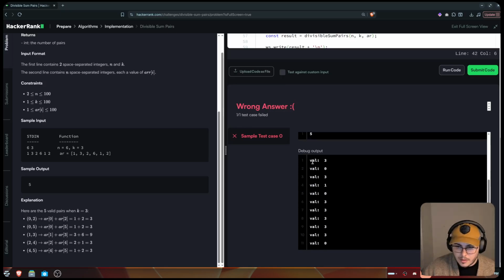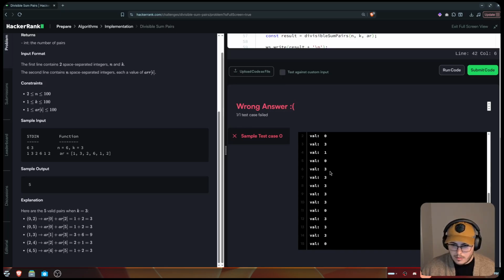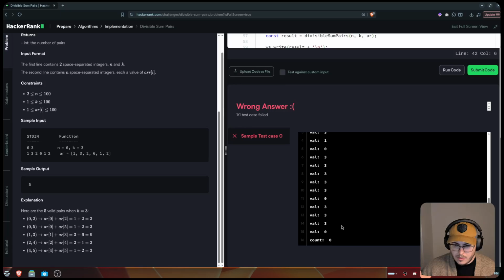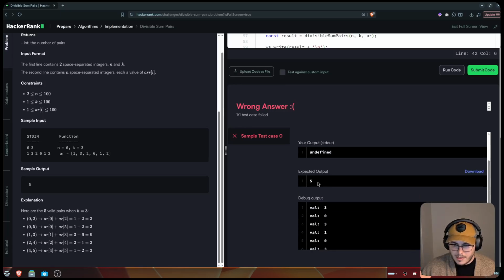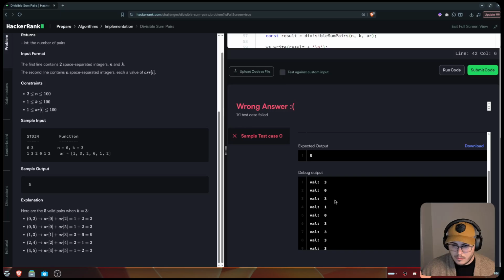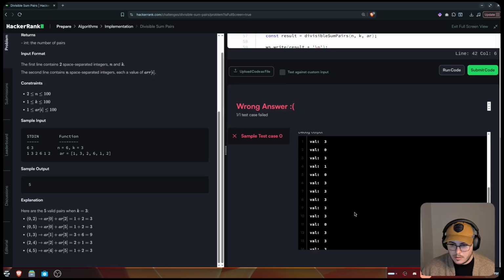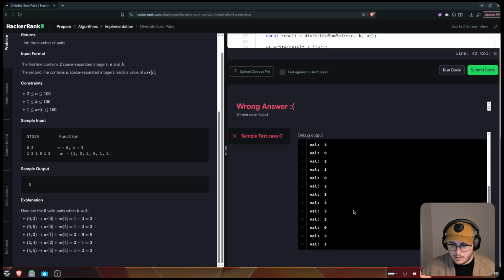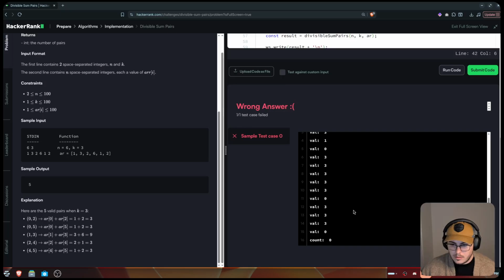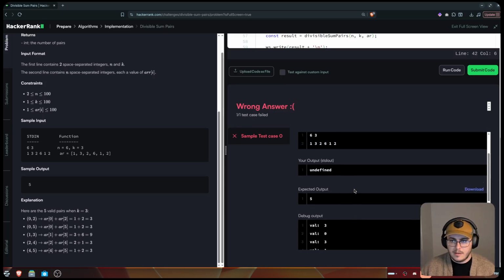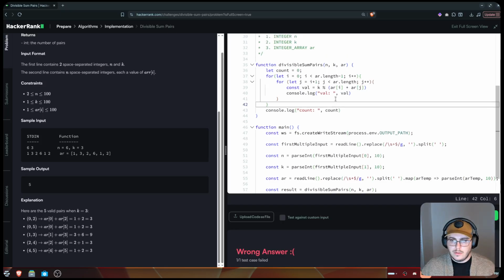Oh, here we go. Debug. So val is 3, val 0, 3, 1, 0, 3, 3, 3, 3. So I think what we're looking for is 0. The expected output's 5, and if we count 1, 2, 3, 4, that's only 4. We're expecting 5.